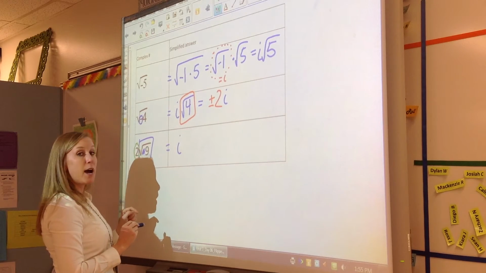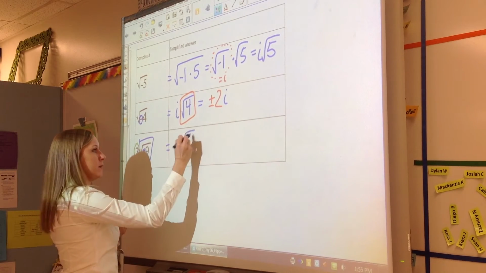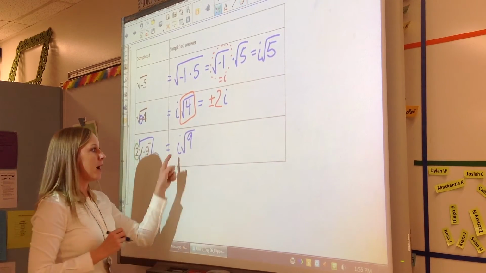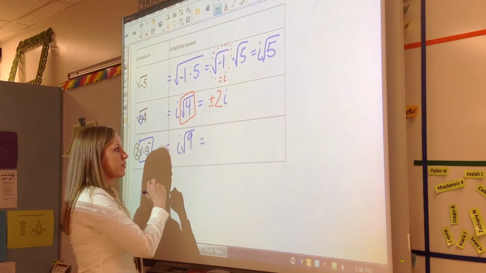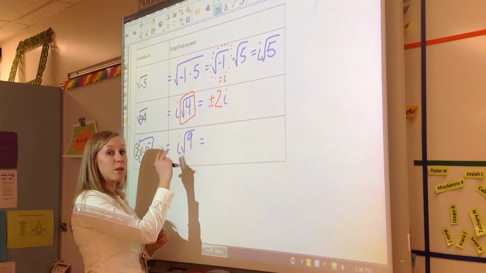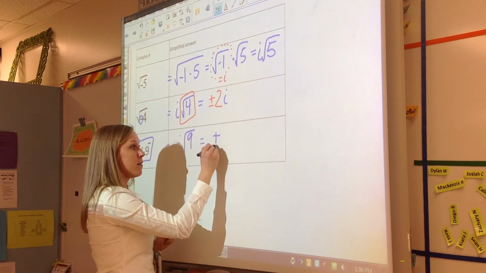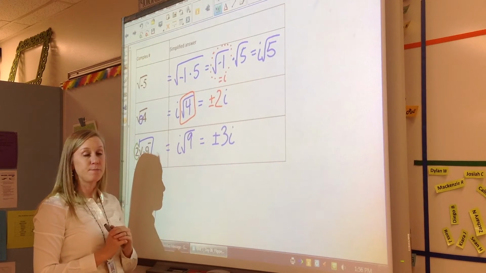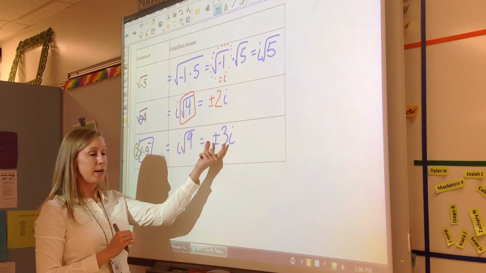Well, the square root of 9, remember, let me rewrite this one step right there. So the square root, i square root of 9. The square root of 9 is equal to plus or minus 3. So now it's really plus or minus 3i. That's what this becomes. And I can't simplify this part anymore.